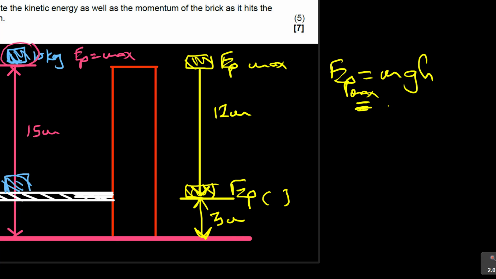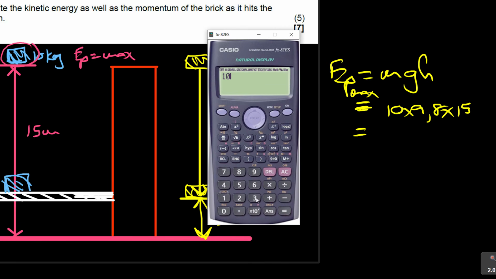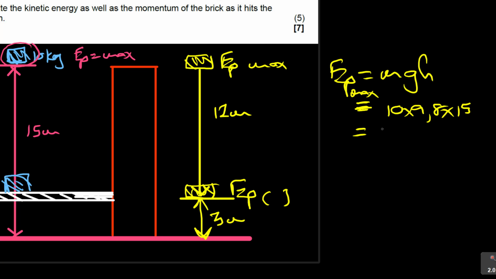EP max was m, which is 10 times g, 9.8, times the height, it was what, 15, right? We can find the maximum potential energy it was having, which is 10 times 9.8 times 15, which is 1470 joules. This is the maximum potential energy it was having.